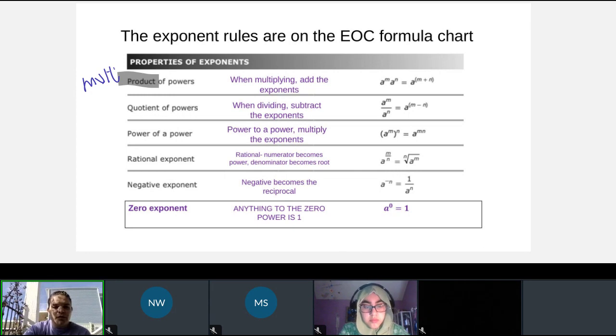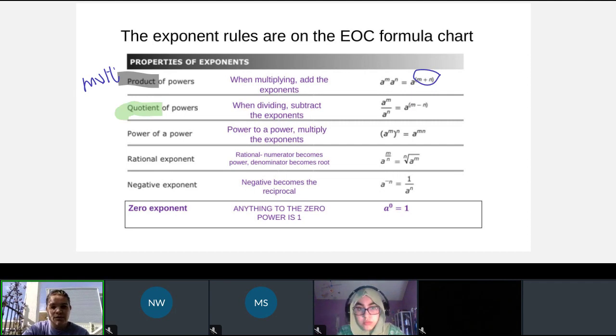Okay, so multiply. When you multiply exponents, you're going to multiply the coefficients in front. The base is going to stay, and multiplying means you're going to add the exponents. Okay, I'm going to show you why we do these in just a minute, but I just want to go through these really quick.